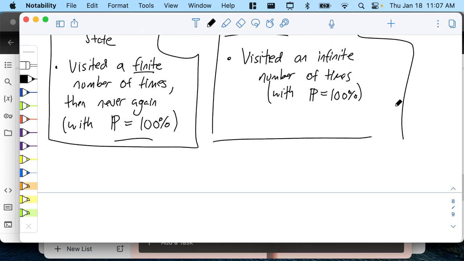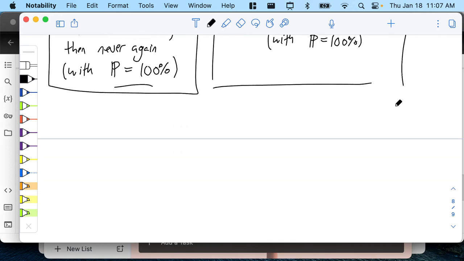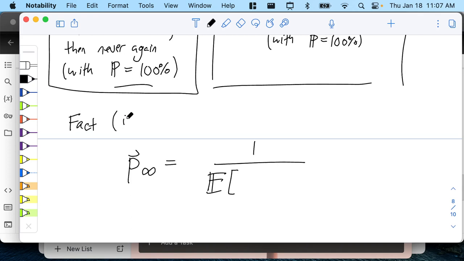Okay, there's one other cool fact. When you have this setup, there is a nice formula that is a cool fact, which is that P infinity is equal to 1 over the expected number of something. So you could find P infinity. This is a fact that sometimes works. It works if everything is recurrent.